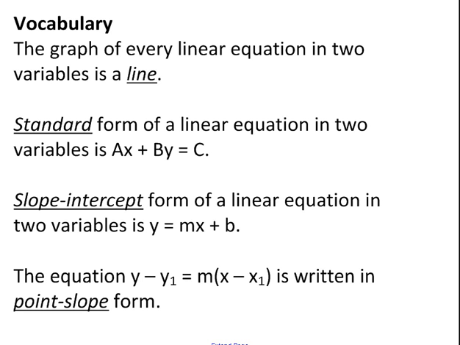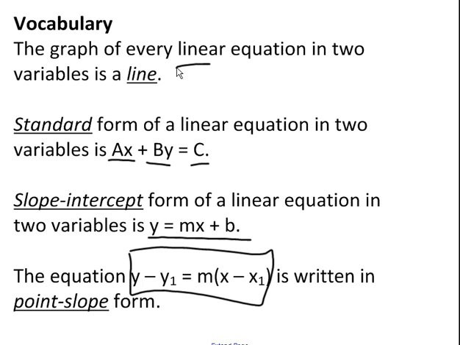We talked about this a little bit before, but the graph of every linear equation, notice the root word for linear is line, in two variables is a line. So linear equation, you're going to have a line. Standard form, the x and y are on the same side. It equals the constant. Slope-intercept, that's going to be y equals mx plus b. Let's talk about a new form called point-slope form. And point-slope form, y minus y sub 1 equals m times x minus x sub 1.